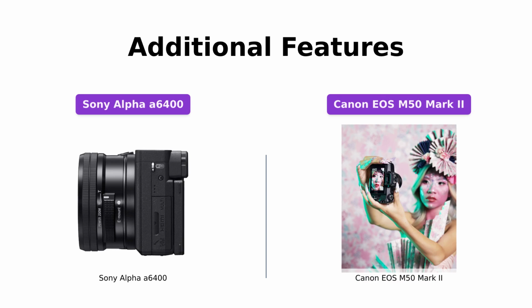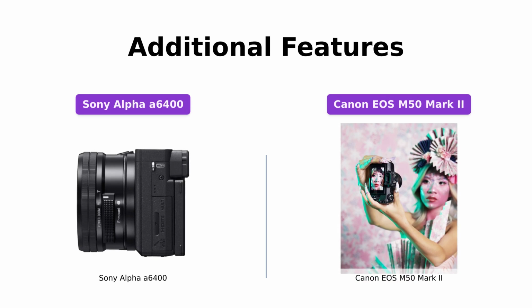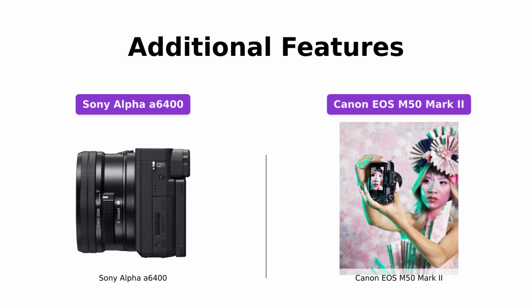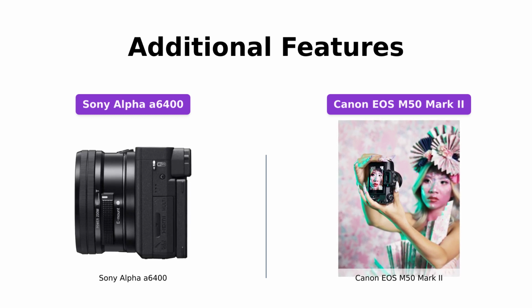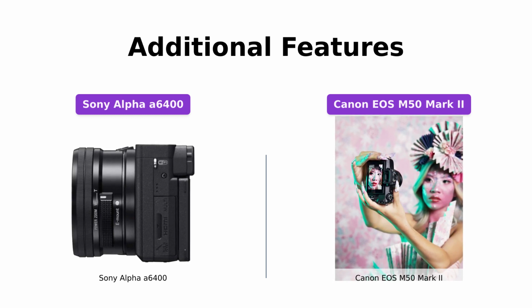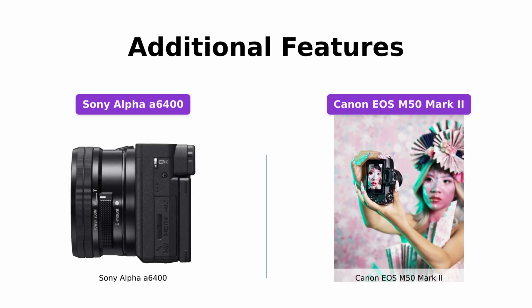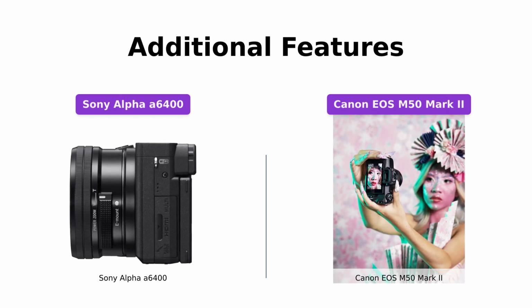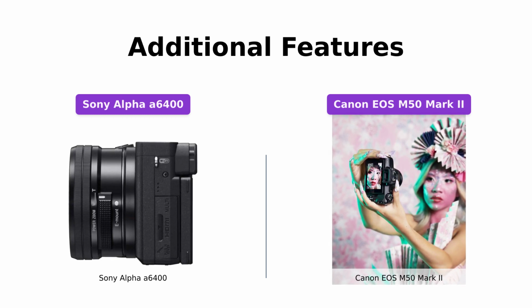Now, let's talk about some notable additional features. The Sony Alpha a6400 comes with a tiltable LCD screen that is customizable for vlogging, professional filming, or still photography. On the other hand, the Canon EOS M50 Mark II offers high-quality webcam capability using the free EOS Webcam Utility software or clean HDMI output. It also includes a combination tripod grip and remote, as well as a stereo microphone for achieving high-quality audio in your videos.